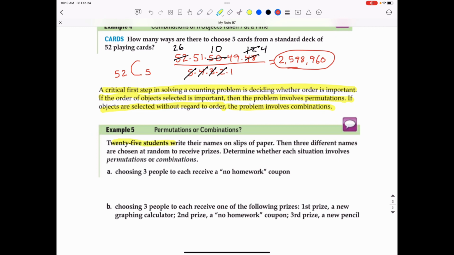So 25 students write their names on slips of paper, then 3 different names are chosen at random to receive prizes. Determine whether each situation involves permutations or combinations. Choosing 3 people to each receive a no homework coupon. In this particular case, since the 3 people chosen all get the same prize, it doesn't matter whether you get chosen first, second, or third, you still receive the same prize. So this is a combination because the order does not matter.